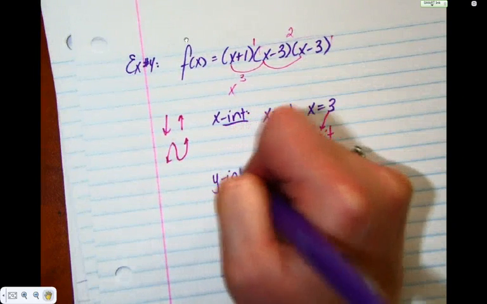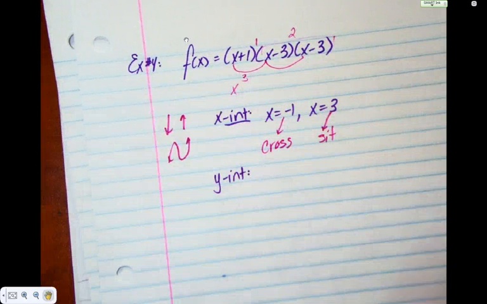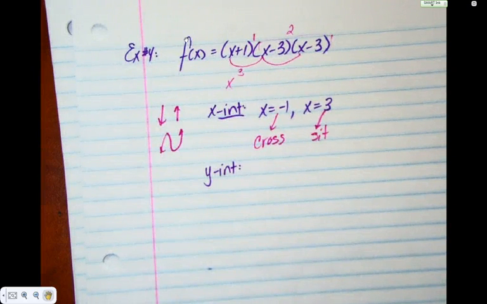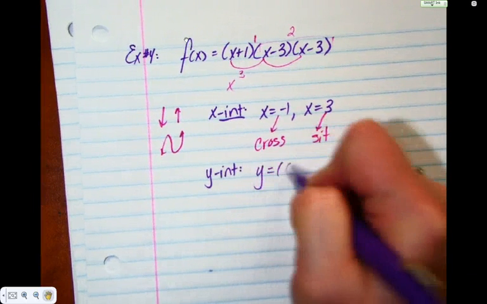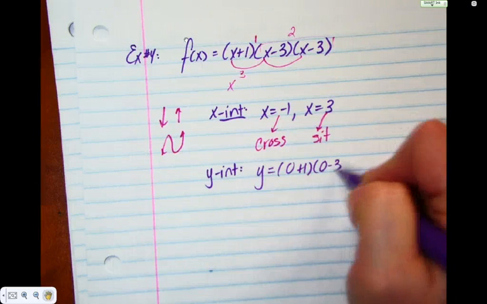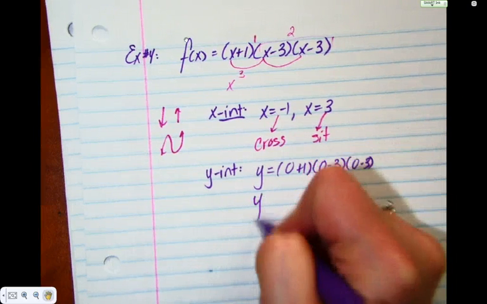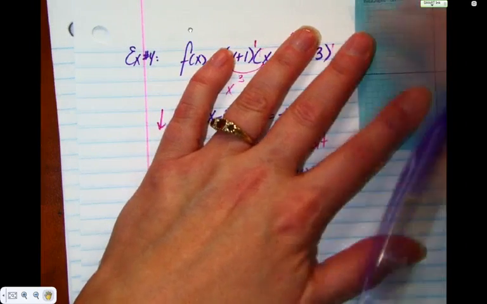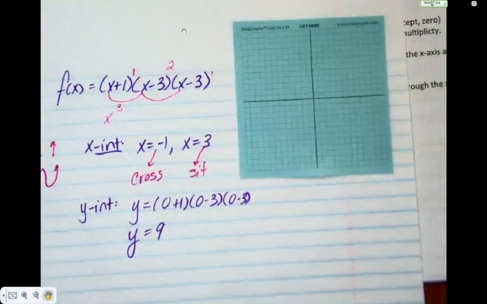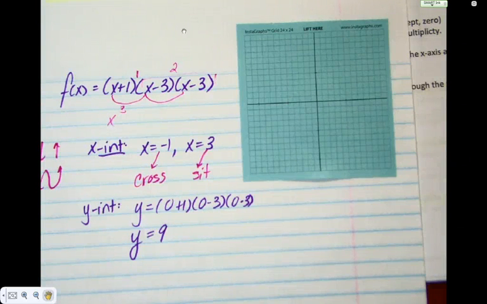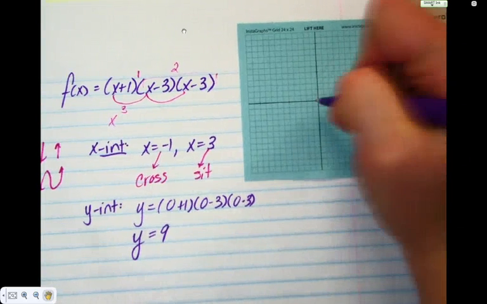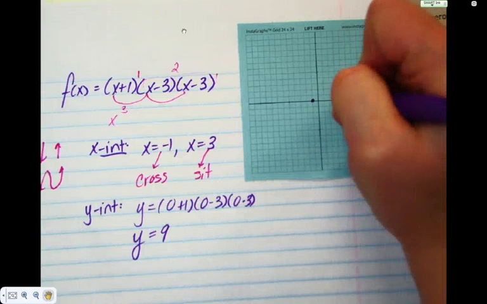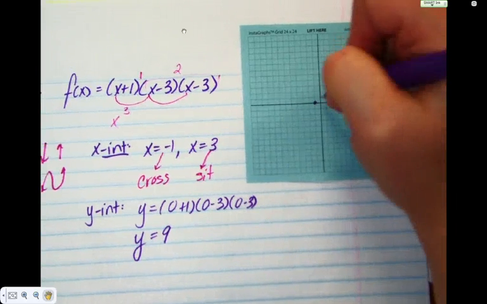Y-intercept. Again, people freak when they're given factor form. I don't know how to do this. Do it the same way we always do it. How do we calculate a y-intercept? We're just going to put in 0 everywhere we see an x. And we have a y-intercept of 9. Okay, let's grab our sticky. So x-intercept at -1, x-intercept at 3, and 0, 9.